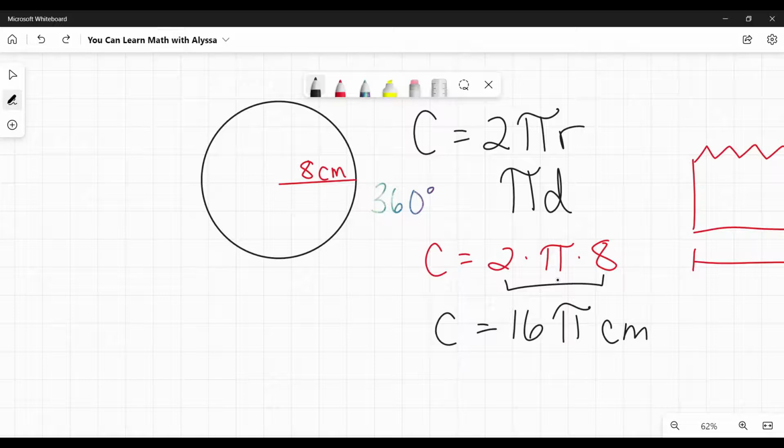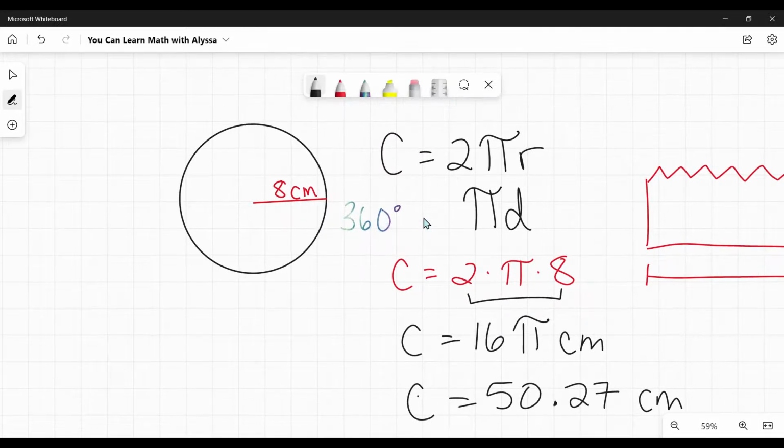So if I did a rounded number using my calculator, it would say the circumference is 50.27 centimeters. That's how long a piece of fence would be if it went around this circle, 50.27 centimeters. Right, so there's my starting point.